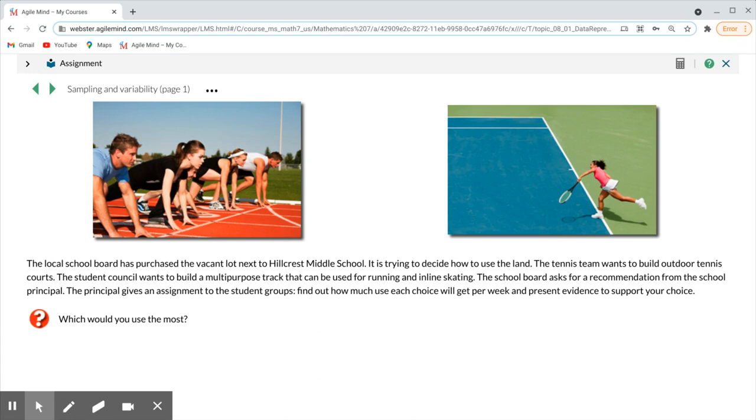I got you. Sarah, what do you think? 2 hours. Okay. So, Zayden, how many hours do you think you would use that track, the multi-purpose track, for like skating or running? All day. All day. You'd just be out there all the time. Okay. That works.